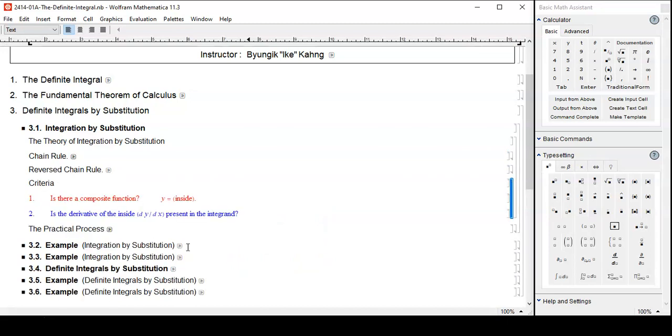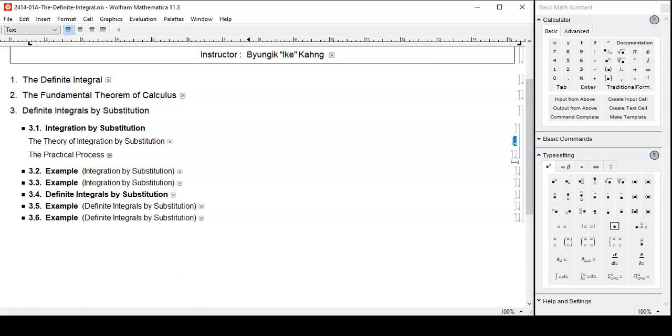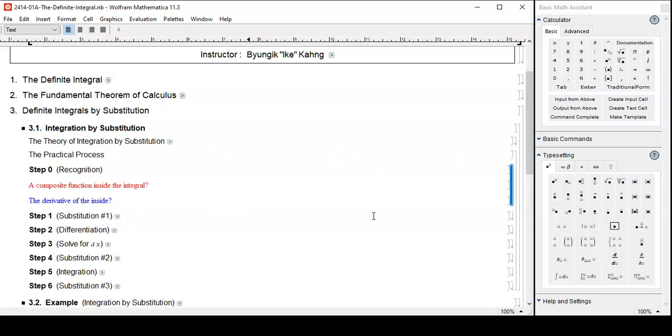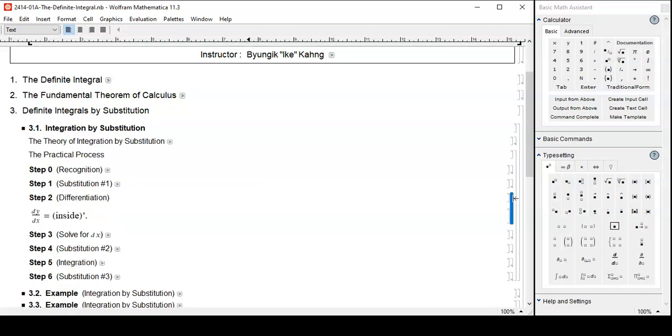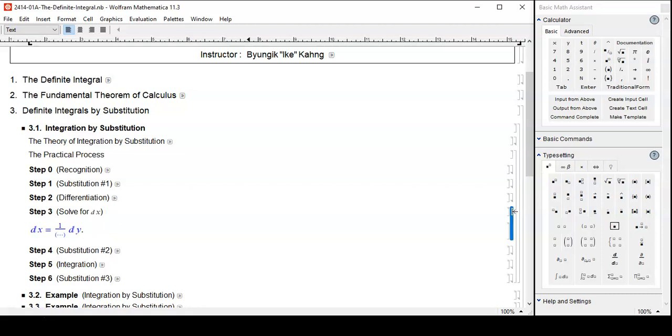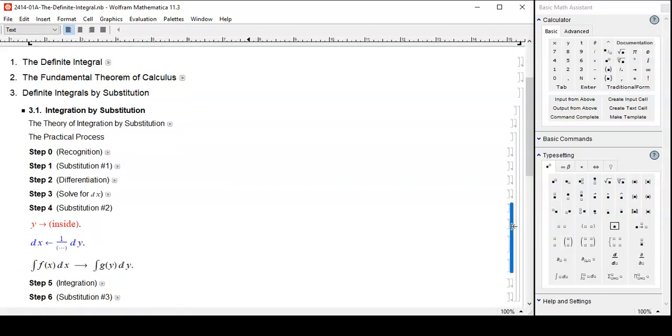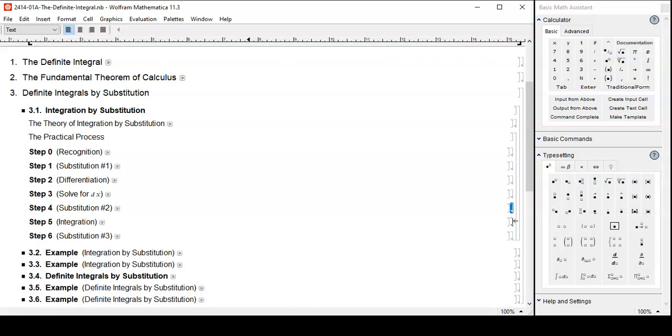Practical method is like this. Is there a composite function inside, and you take y as the inside, and is there the derivative flying around? That's a criterion, and that's a recognition. And then substitute y as the inside, take the derivative, solve for dx, and substitute everything in, and then the resulting integral will become a y integral. Integrate that y integral, and then substitute the x expression back in.